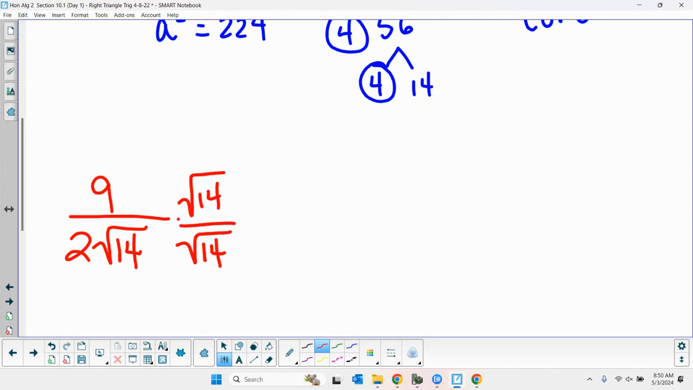So that's what I'm saying. When you got the radicals, sometimes there's more work. This is what I'm talking about. We have to do some rationalizing.